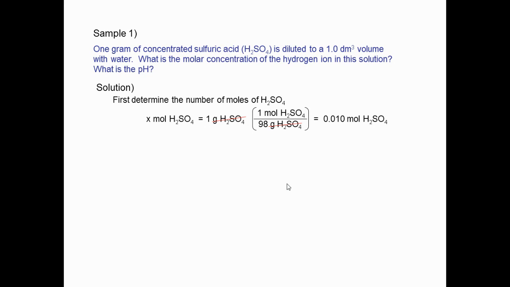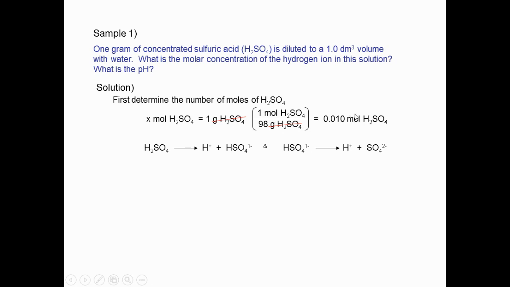Okay? Now, how do we go from moles to molarity? Well, if you remember, we're going to have to use our equation. Molarity is moles divided by liters. Now, this is important because we're interested in the ion concentration. Initially, we have 0.01 moles of sulfuric acid.